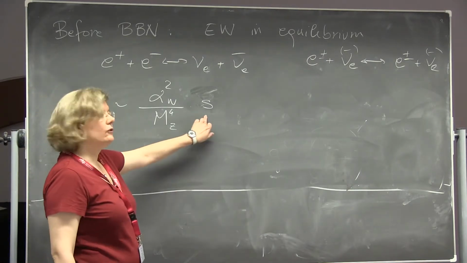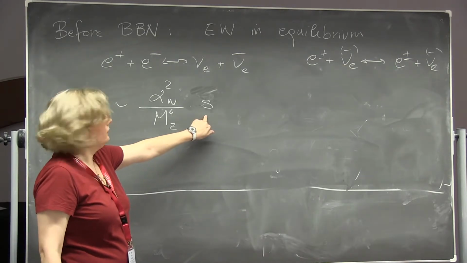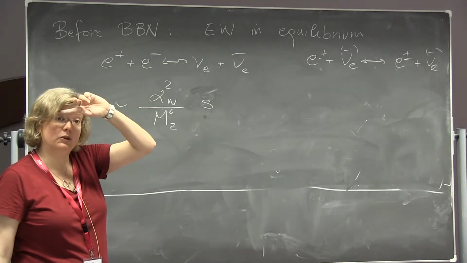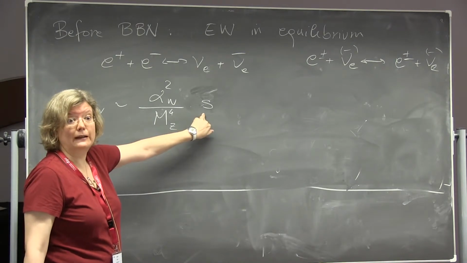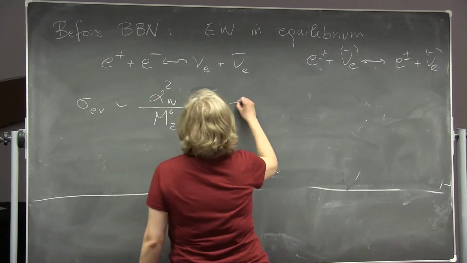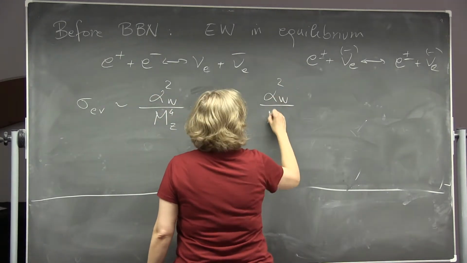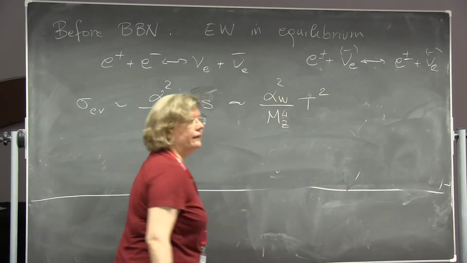And in this case, of course, what should I plug in here? Well, as long as these particles have a mass which is much smaller than the temperature, the right scale to use here is just the temperature scale, because that is the scale of the kinetic energy that the particles have. So this one is alpha squared electroweak over m_Z to the fourth, times T squared.